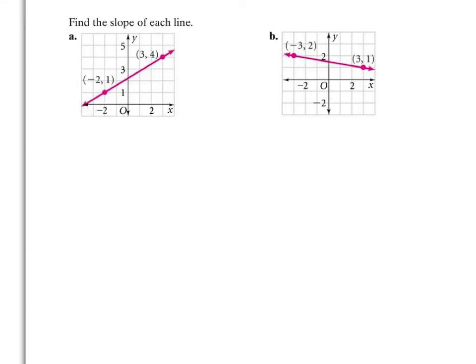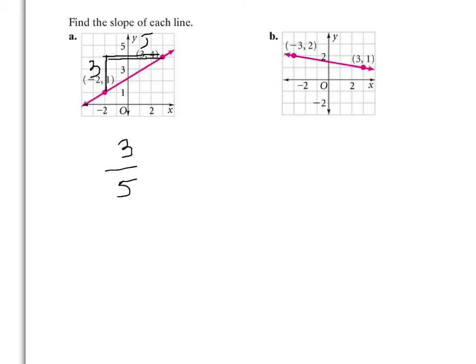Now, finding the slope of each of these lines, we're going to use the rise over the run. So we're going to go from these points up and how far over. So we went up 1, 2, 3 units here, and a run of 1, 2, 3, 4, 5 units. This is a positive slope as it goes up from left to right. So this slope would be 3/5.